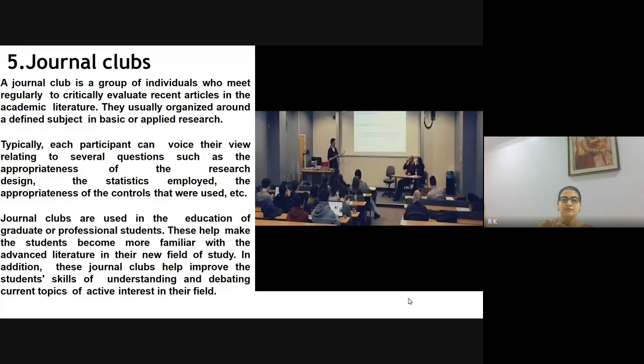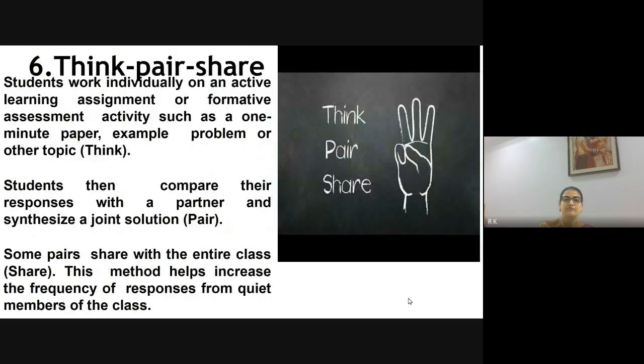So journal clubs are basically used in the education of graduate or professional studies, and these help make the students become more familiar with the advanced literature in the field of the new study. In addition, these journal clubs also help to improve the students' skills in understanding and debating current topics of active interest in their field.